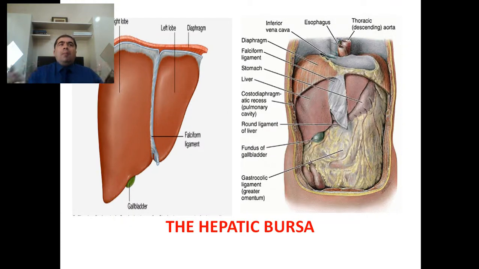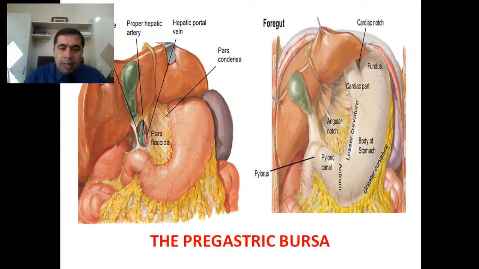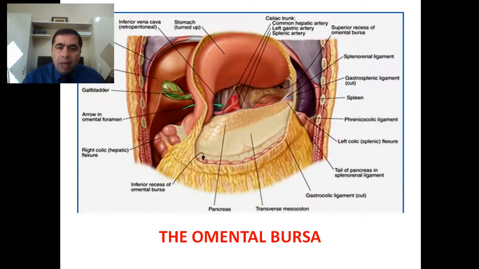And at the upper part, the upper storey of the peritoneal cavity, there is the hepatic bursa. Bursa means the sac. It includes the right lobe of the liver and the gallbladder. Again, the pregastric bursa includes the left lobe of the liver and the spleen. And the omental bursa is located behind the lesser omentum and the stomach. Its posterior wall is formed by the pancreas.